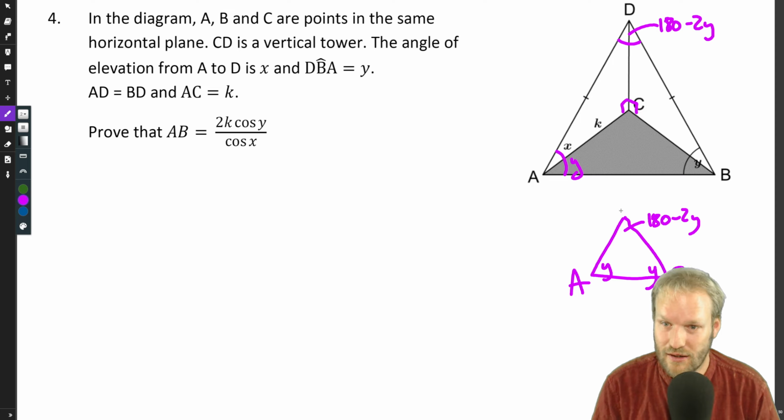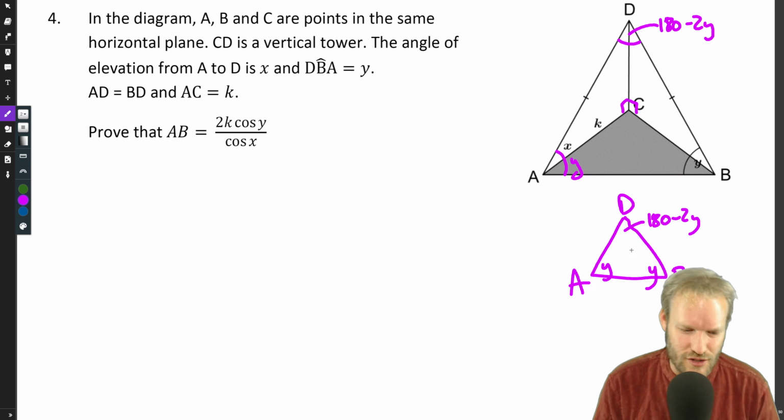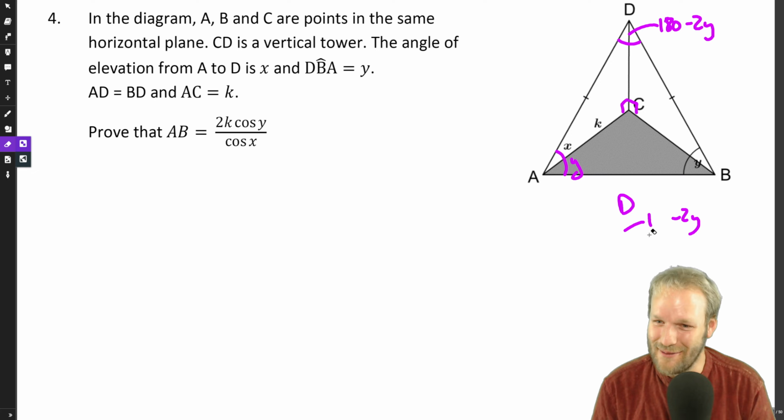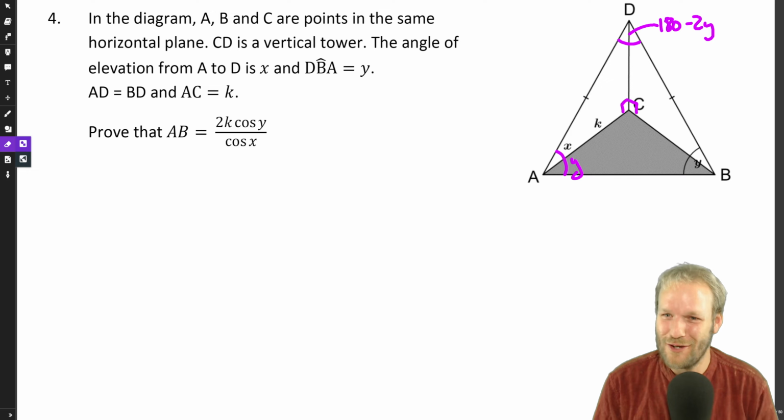A, B, D. Okay, so that means that we can use the sine rule there, we can use the cos rule, whatever we like to work in that triangle. Now, I'm laughing because I love these. There's so much thinking we've got to do.